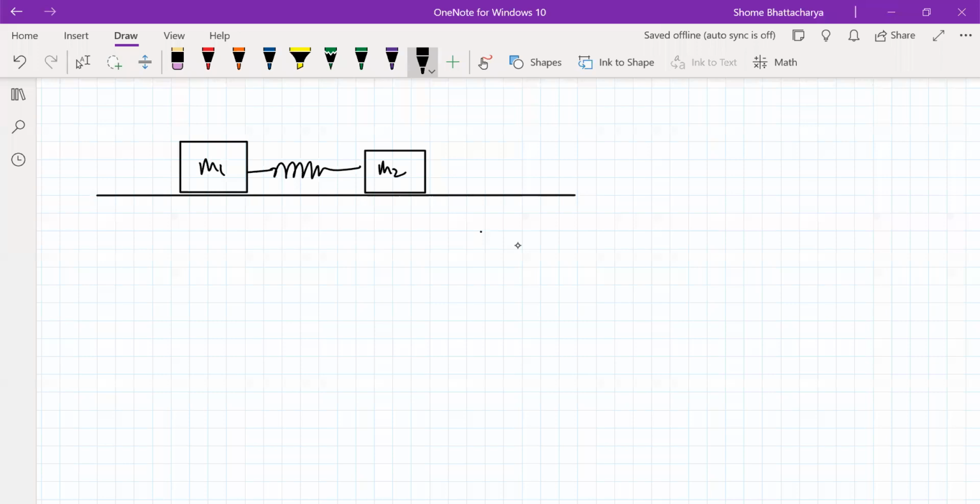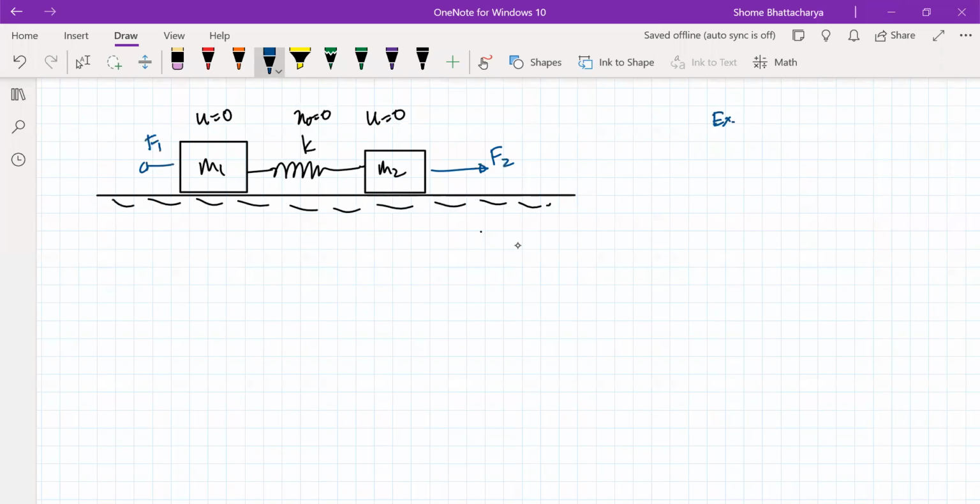So this is the initial state of the system. Both the blocks are at rest and the initial extension of the spring is 0. It's a smooth surface. Now we set the system into motion by applying forces like this. Let me also take a numerical example so that we can solve it numerically simultaneously. Let's say M1 is 6 kg, M2 is 3 kg, F2 is 20 newtons, F1 is 11 newtons, and the spring constant is 20 newton per centimeter. We have to find the maximum extension of the spring.